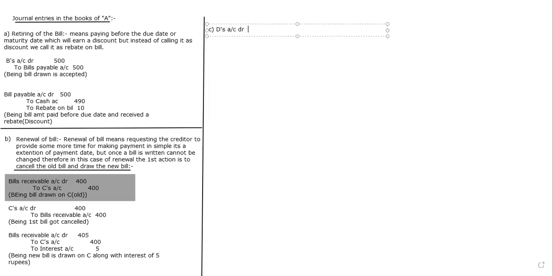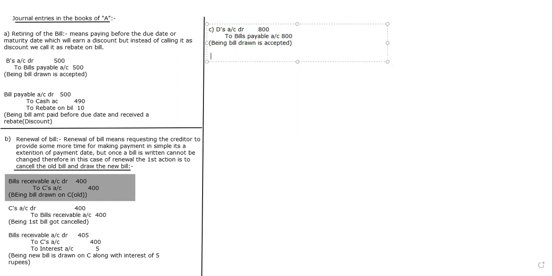The first entry was like this: D's account debit 800 to bills payable account 800. Just like the shaded part I did before, I'll do the same shaded part for this one also. Being bill drawn is accepted.